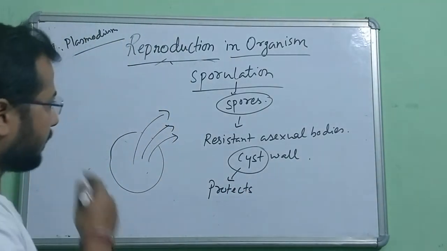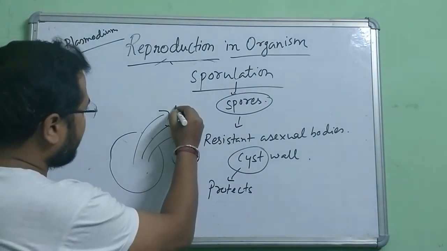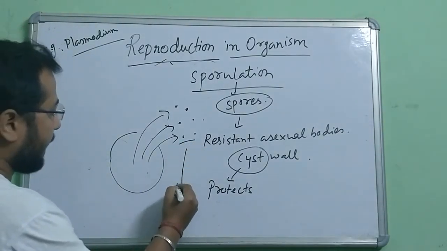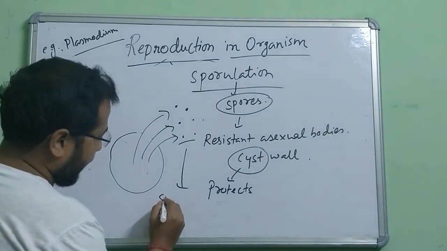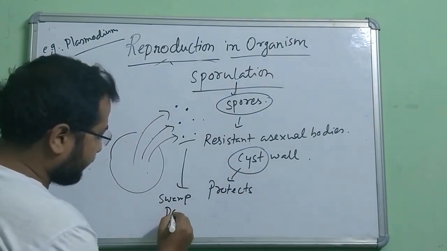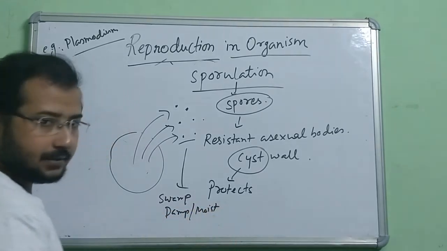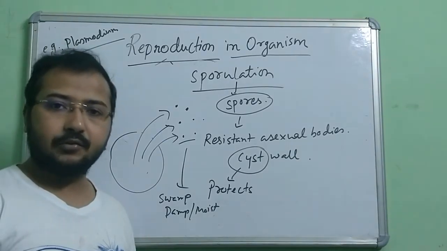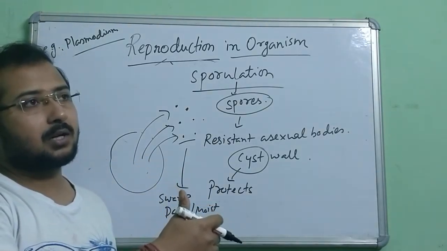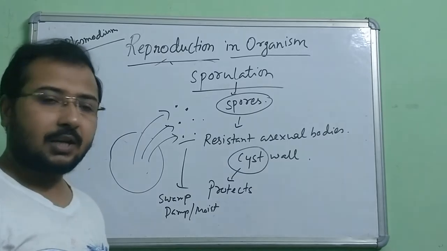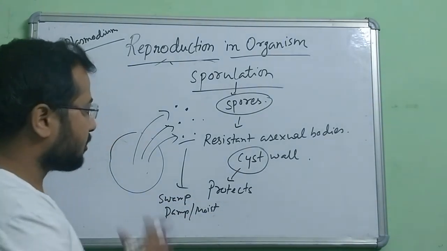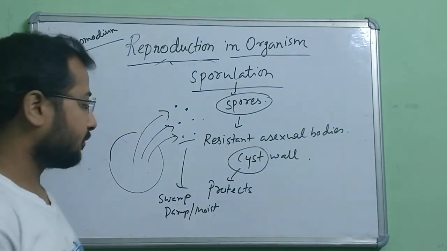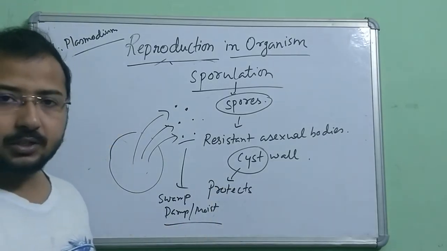One more important piece of information is that these spores which are released into the environment, if they land on swampy, damp or moist areas, it may be a soil surface, a wooden surface, or for example moist stem bark of a plant, then the spores will develop into a new whole organism. Understood? So this is the sporulation mechanism.